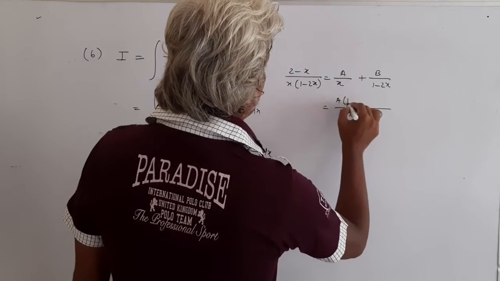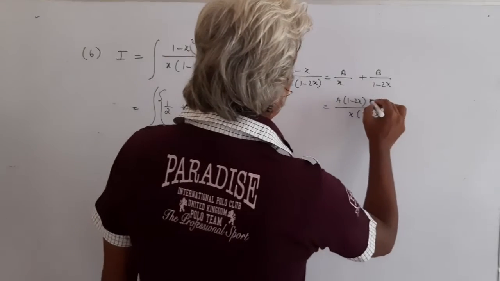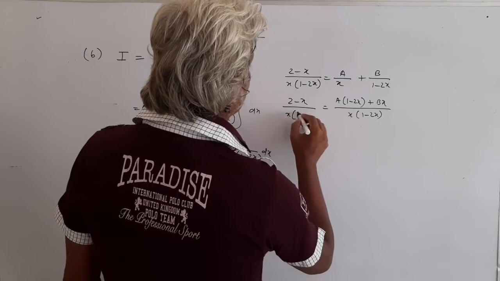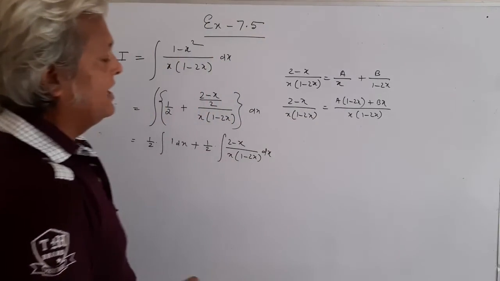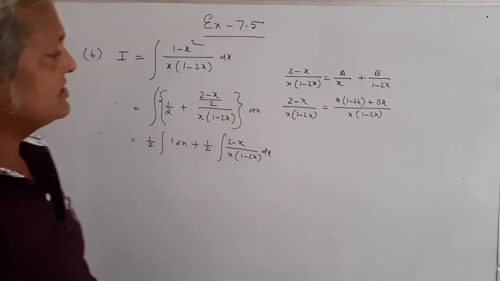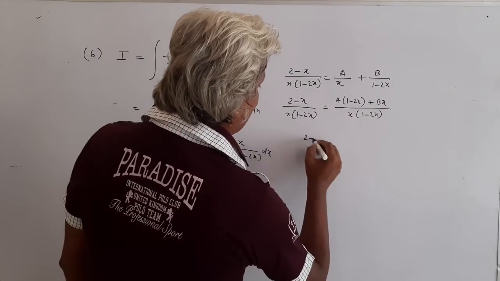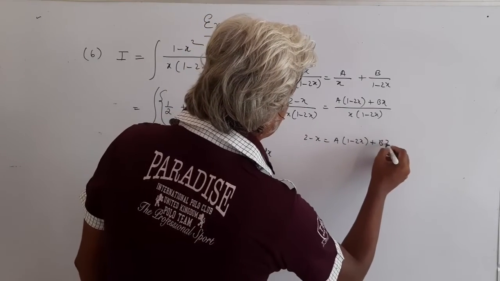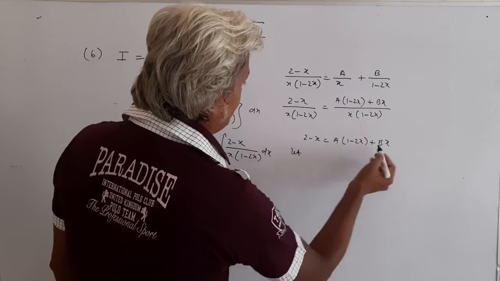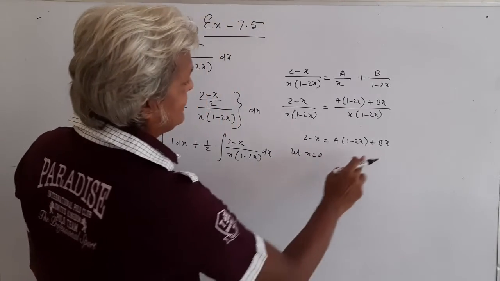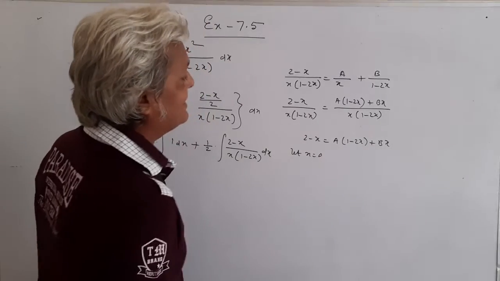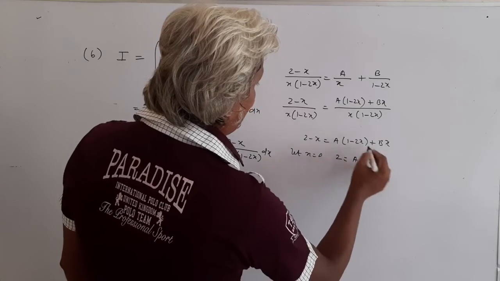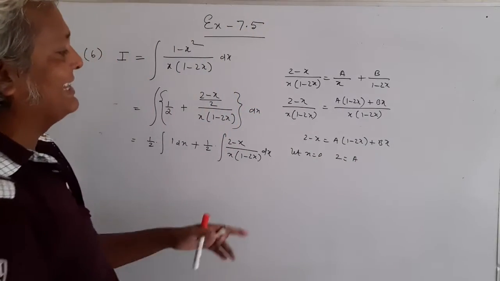So this becomes a times (1 minus 2x) plus bx, and this becomes (2 minus x) over x(1 minus 2x). Now since the denominators are the same, I just compare the numerators, which goes like: 2 minus x is a times (1 minus 2x) plus bx. Then you substitute values. First you take x as 0. When you take x as 0, the b into 0 part vanishes, and here you have 2 minus 0, that is 2, equals a times (1 minus 0), that is 1. So you get the value of a directly as 2.